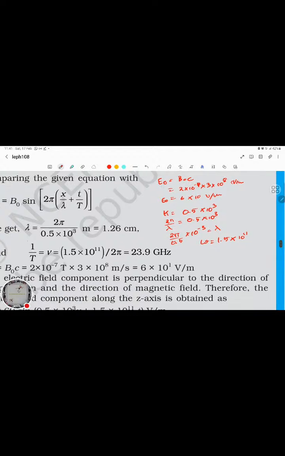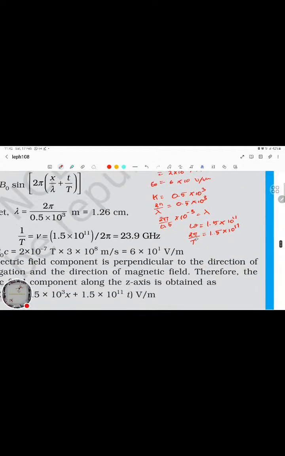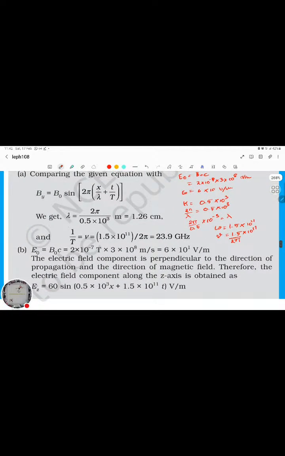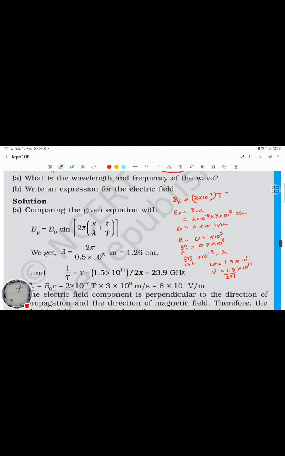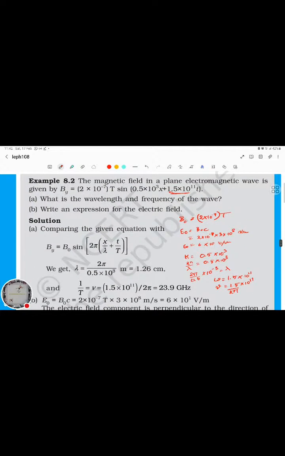Omega is basically 2 pi by time period. That's 1.5 into 10 power 11. I will also have to find the frequency, which means 1 by time period will give me the frequency, so the frequency itself is 1.5 by 2 pi times 10 power 11. Calculating this, I will obtain the two values respectively, and I will have to come up with an expression for the electric field over here.